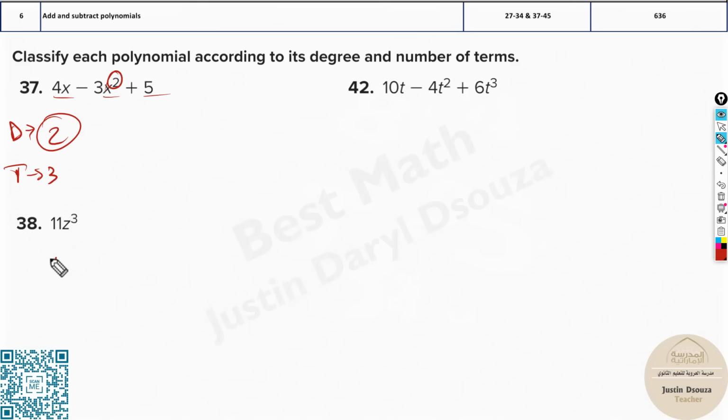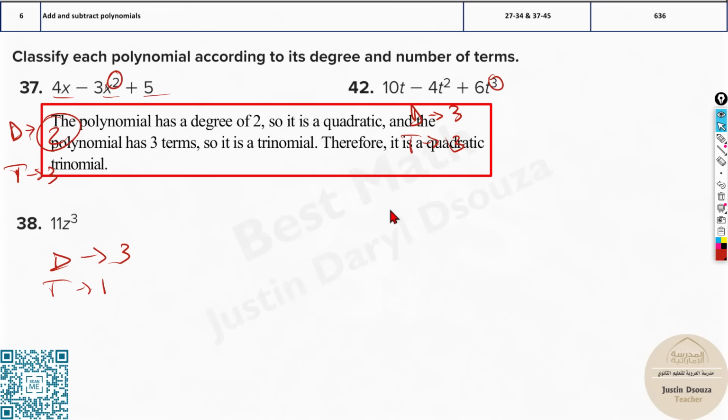There is only one term. Degree I'll write first. It's 3 and terms are 1. Here there are 3 terms. The degree is 3 as well, power 3. So that's it. So that is what they're asking for.